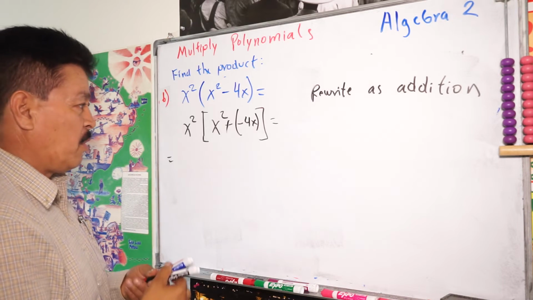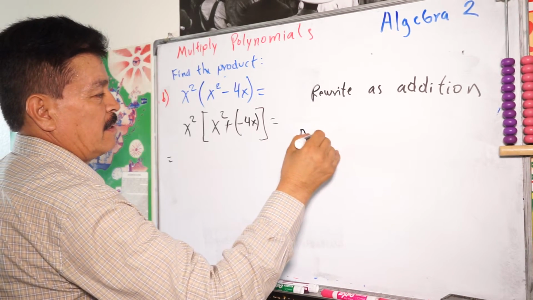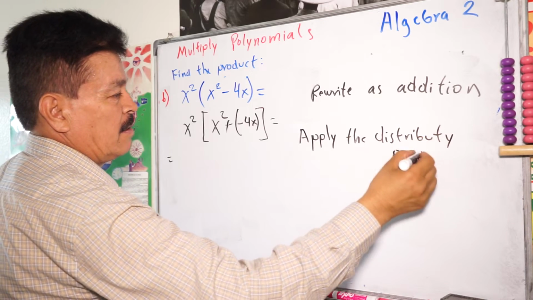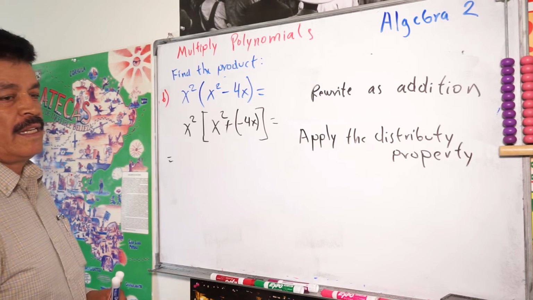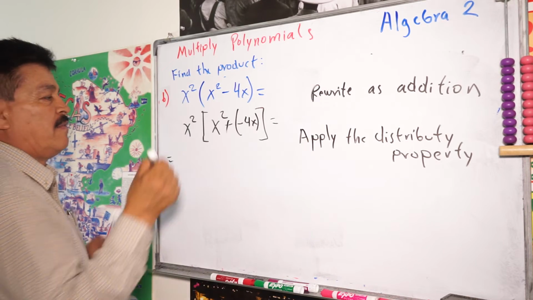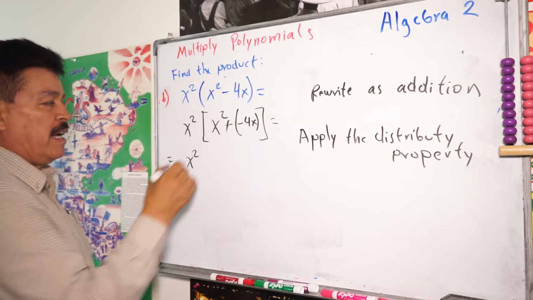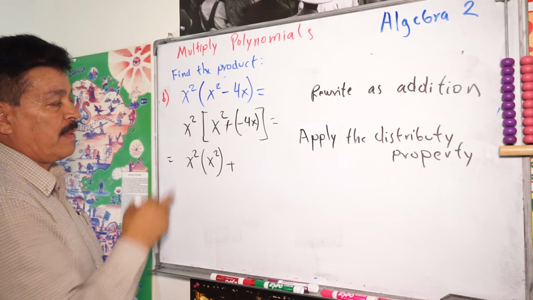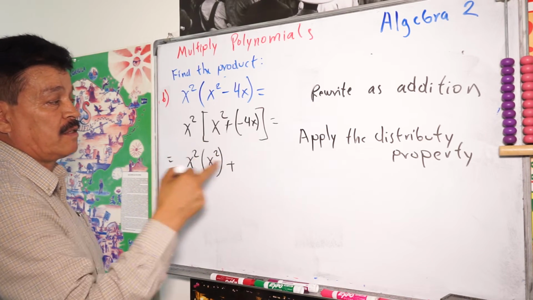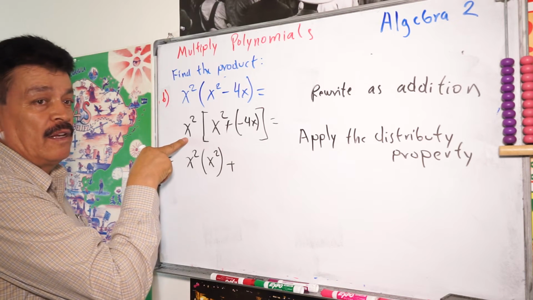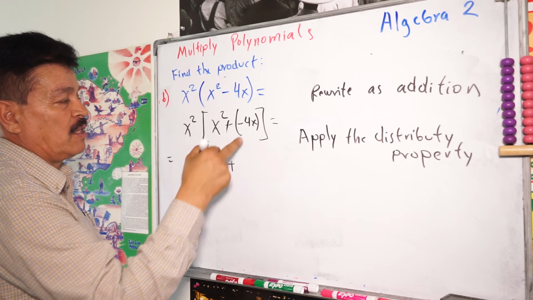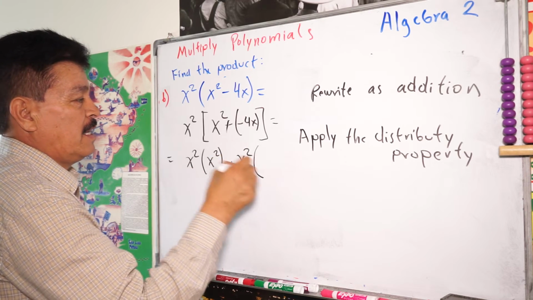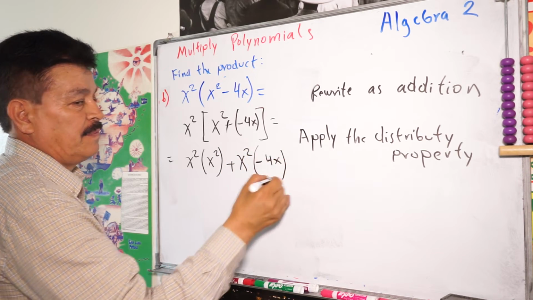Now apply the distributive property here. You're gonna have here, first x squared times x squared plus, this is multiplying for all inside terms. This is multiplying for all inside numbers or terms or variables inside the parentheses or the brackets. So therefore it's x to the second power times negative 4x. See?